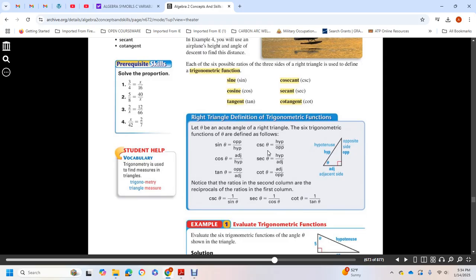And cosecant is hypotenuse over the opposite. Secant is hypotenuse over the adjacent. And cotangent is adjacent over the opposite.